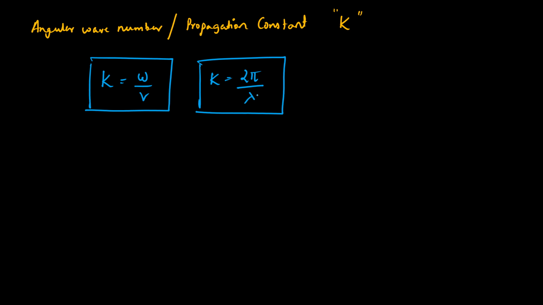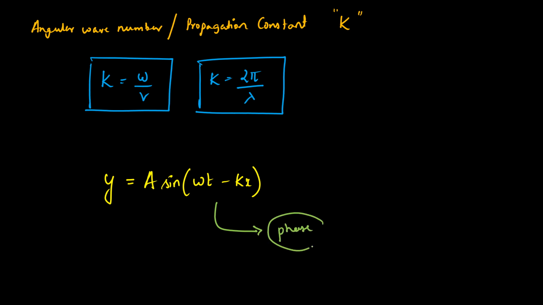Now, what is going to be the phase? For that, I will write down the entire equation now. So I will be getting y equals a sin(omega t minus kx). And this particular value is going to represent the phase of the particle. So this is your phase.